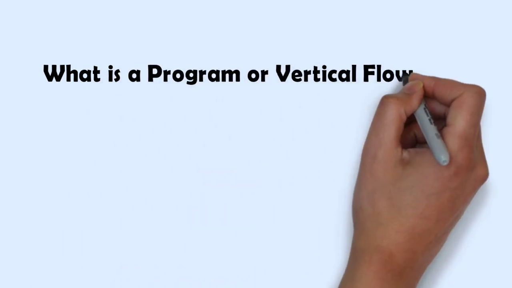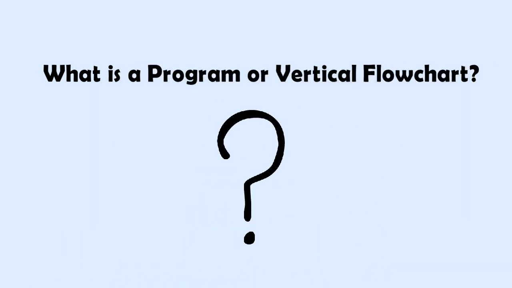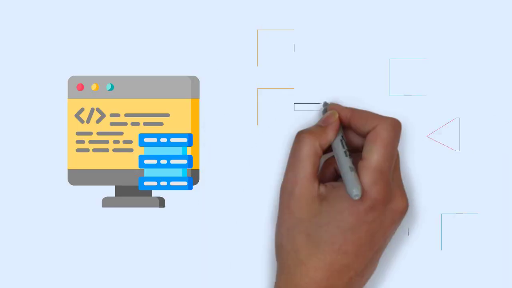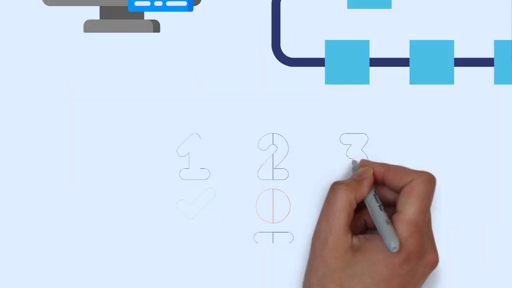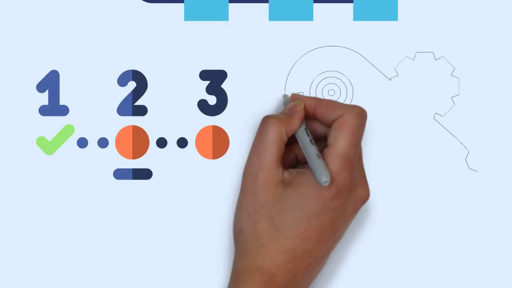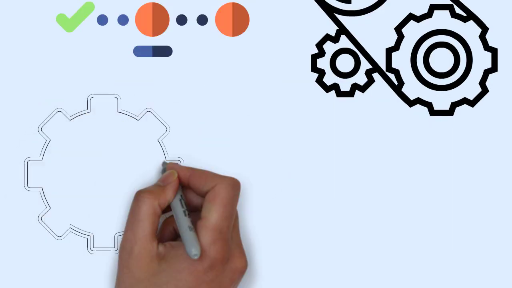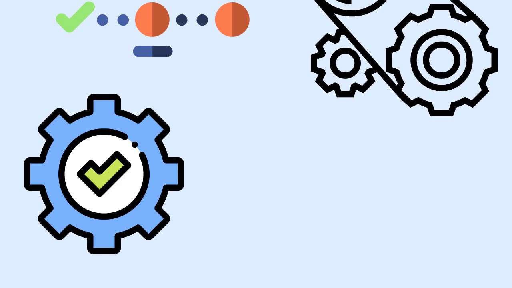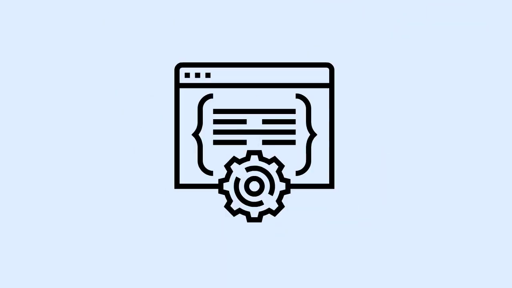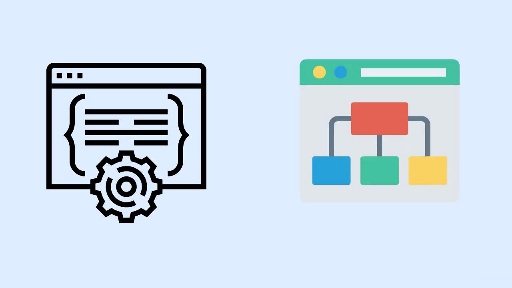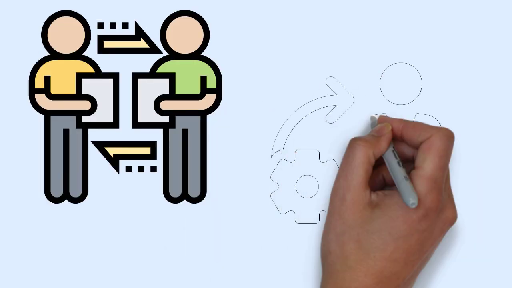What is a program or vertical flowchart? A program or vertical flowchart is a type of flowchart that depicts the specific steps in the process and how they are executed. It does not usually show the system components as clearly as a horizontal flowchart. This type of flowchart is not commonly used, having been replaced by other, more effective techniques.